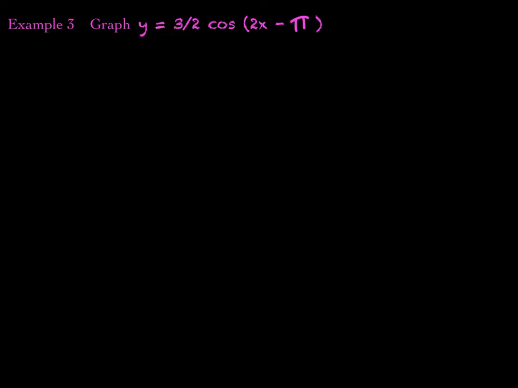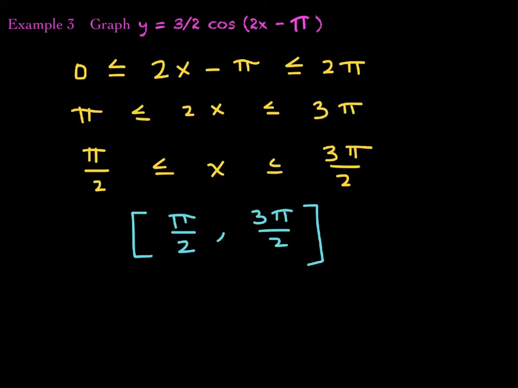So let's do this first. Let us find the interval over which it completes a period. So I take my entire argument and I will isolate x. I will solve this for x. So I already solved it here for x. I hope you found the same thing for when you isolated x.